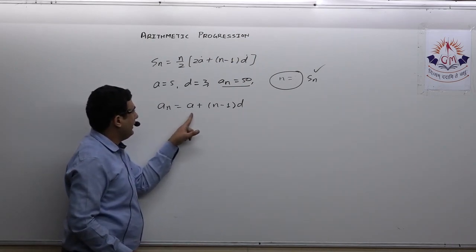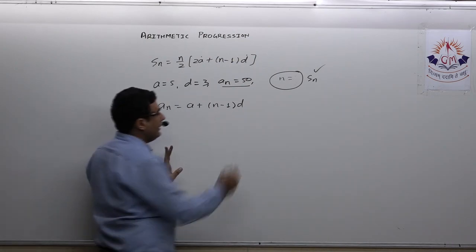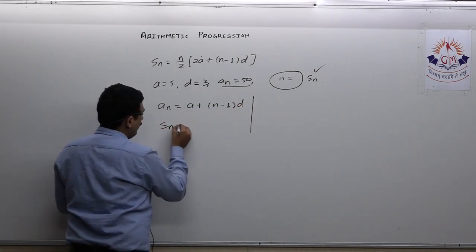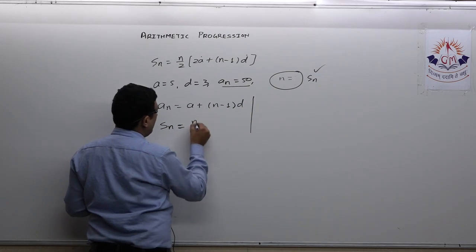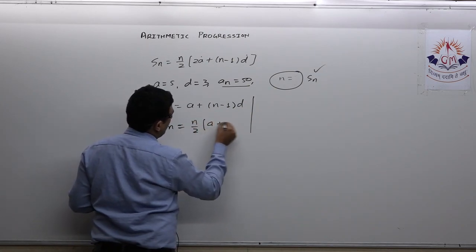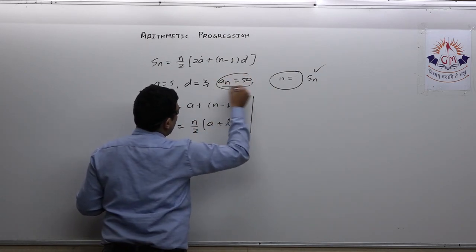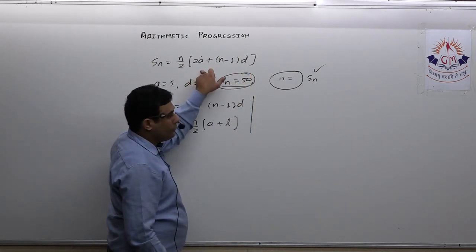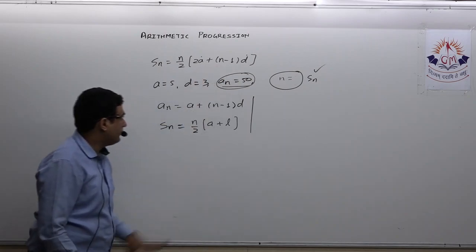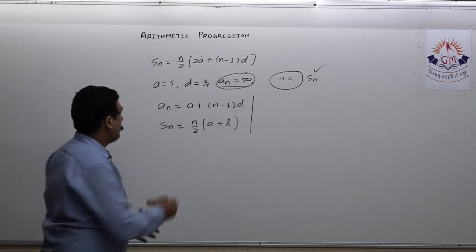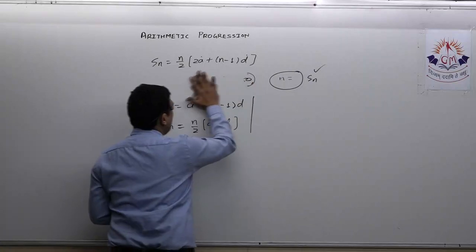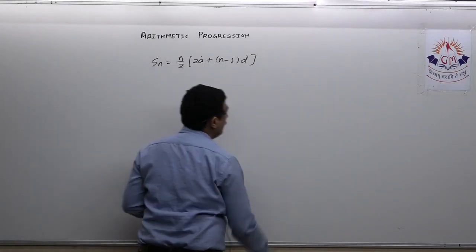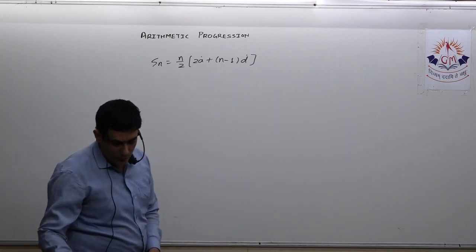An is 50, a is 5, d is given. And after getting n using this formula, n by 2 (a plus l), because this Sn is, that is, l only. Or if you want to use this formula, you can find this. So this is the question. Again I am saying, using this formula, three variables will be given to you, and you have to find the fourth variable, the unknown one.